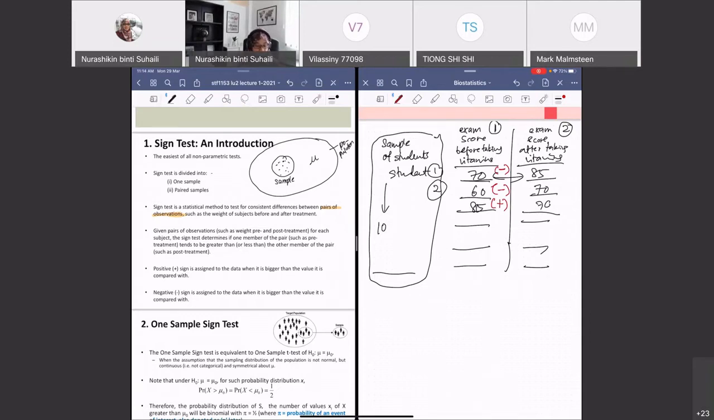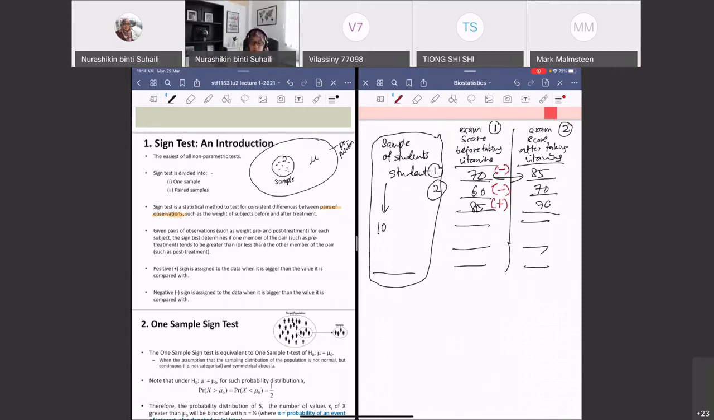Positive sign is assigned to the data when it is bigger than the value it is compared with, and negative sign is assigned to the data when it is smaller than the value it is compared with. I've mentioned it. So that is what the sign test is all about, basically.